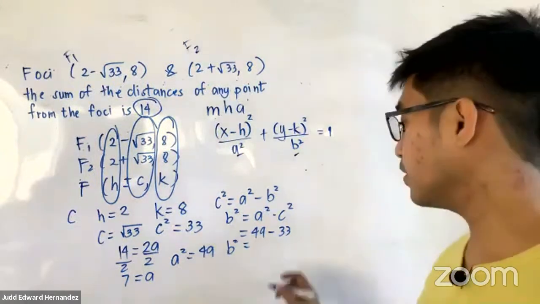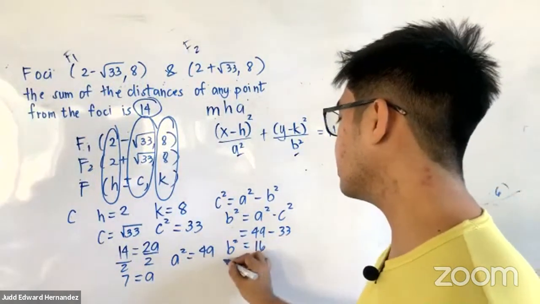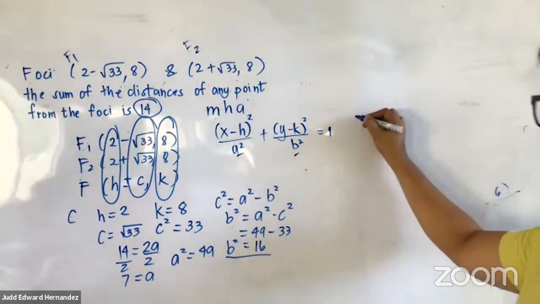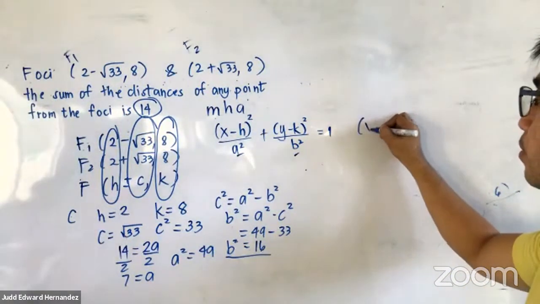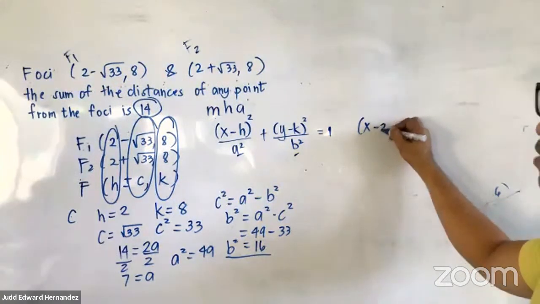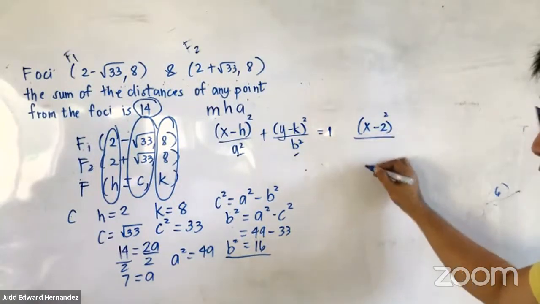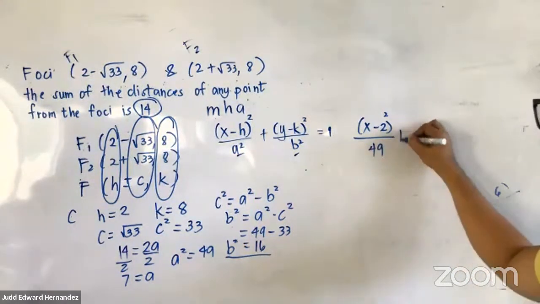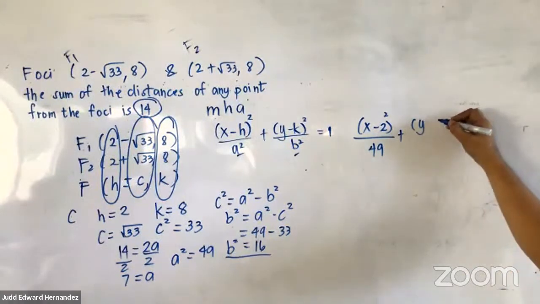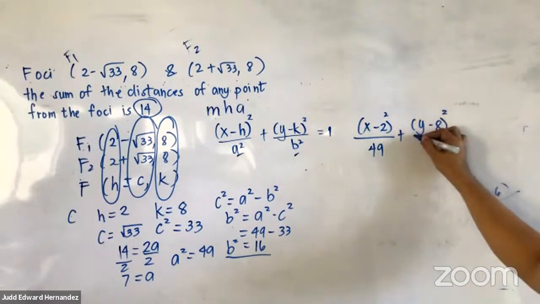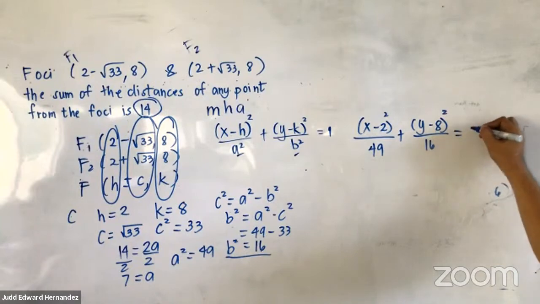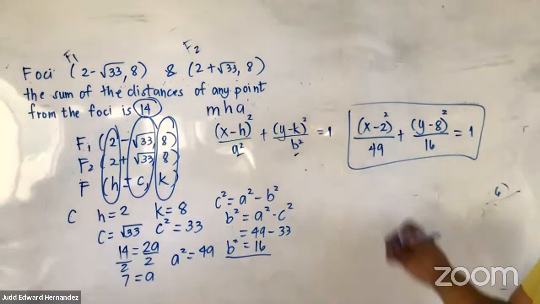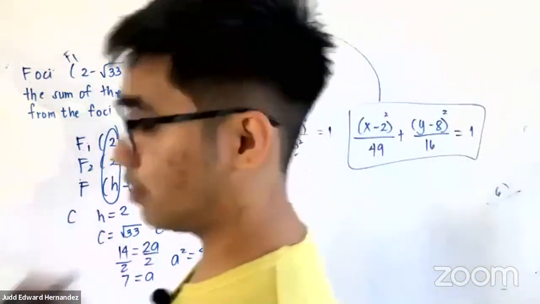16. What is 49 minus 33? That becomes 16. Therefore, we now have the value of a squared, b squared, and the center. Substituting this into the equation, we'll now be having (x minus 2) quantity squared over, what is our a squared? Over 49, plus (y minus k, which is minus 8) quantity squared over b squared, which is 16, is equal to 1. Therefore, this is now the standard equation that satisfies this given condition.